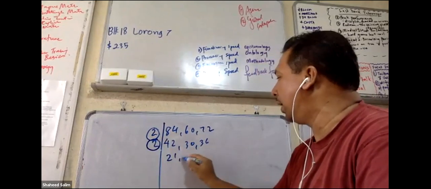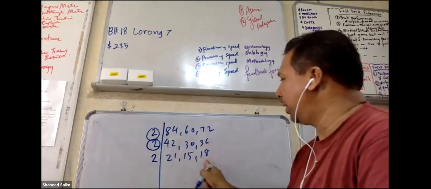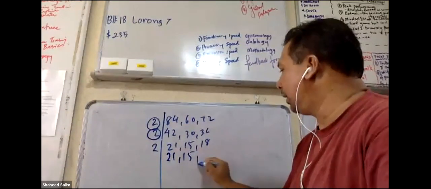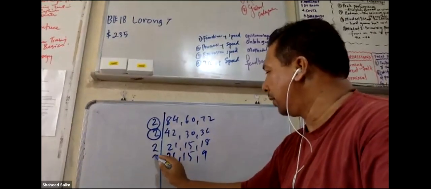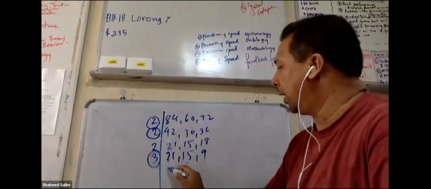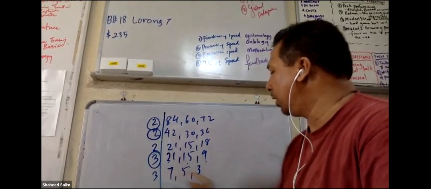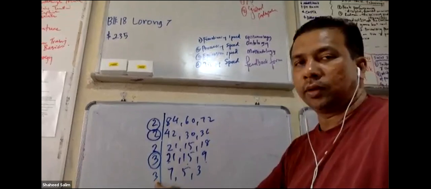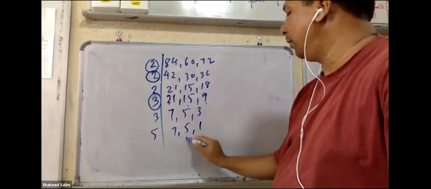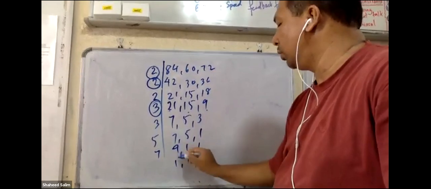Circle the second one, you get 21, 15, and 18. Can divide by 2, only one can divide by 2, so we don't circle. So you get 21, 15, and 9. Now 2 cannot, 3 can. All three can divide by 3. Circle it again. You get 7, 5, 3. Can divide by 3 again, but only for one, so we don't circle. So you get 1, 5, 7. 5 divided by 5, only one number, we don't circle. 7, only one number can divide it, so we don't circle.